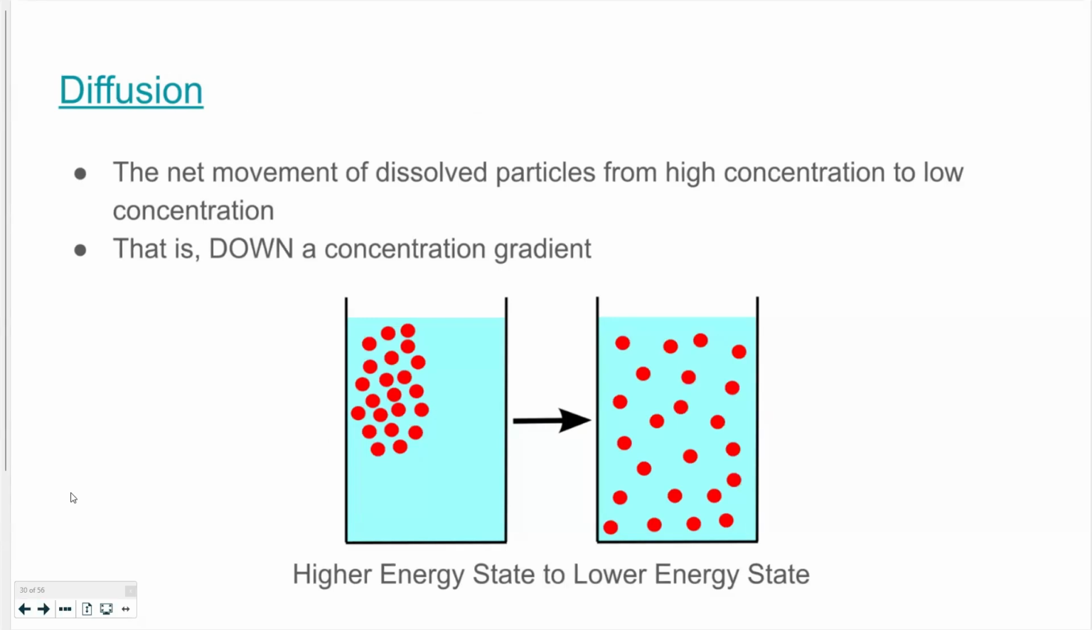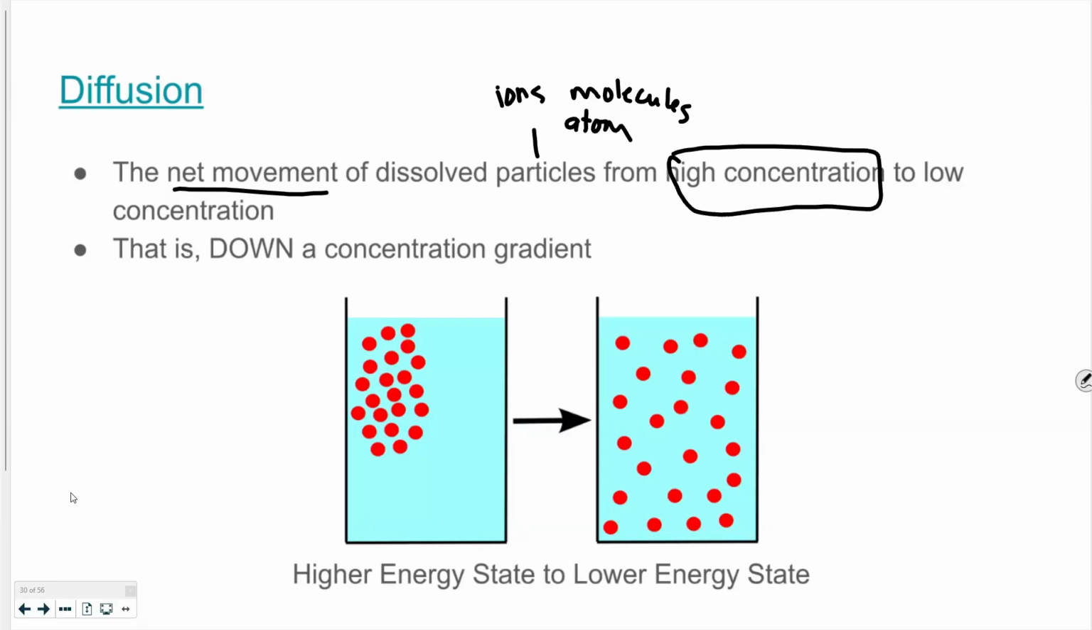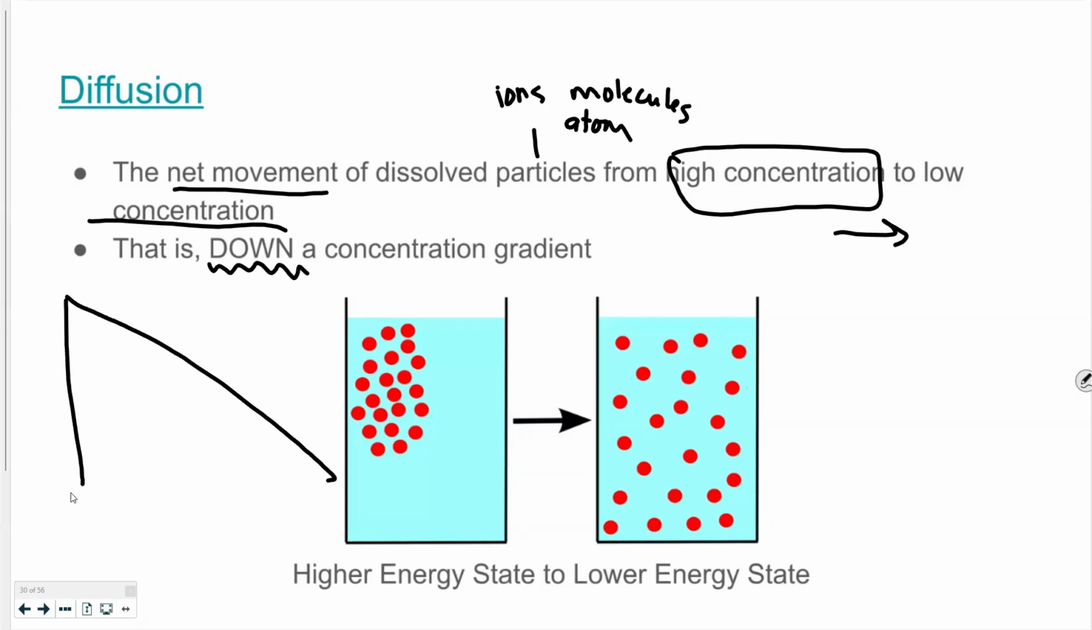So what diffusion is, this is the net movement of particles. Again, remember, these can be ions, or these can be molecules. They could even just be an atom all by its little selfie. We're going to go from an area of high concentration to an area of low concentration. And that is going down the concentration gradient. So if we think of it like a little slope, we have a high concentration down to a low concentration.